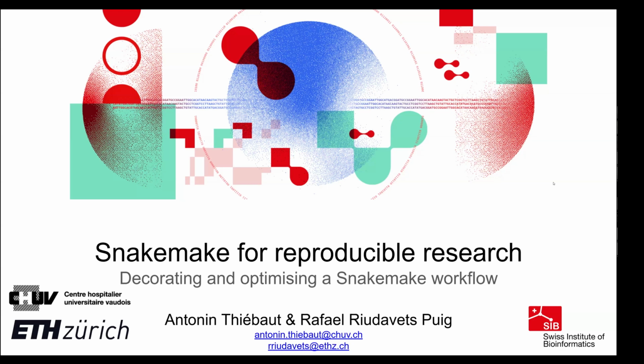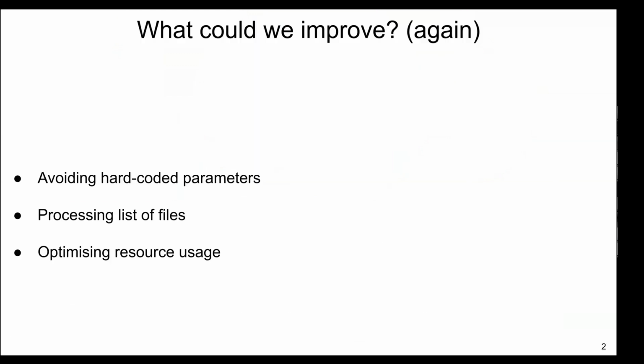So now for the third session of today, we'll see how to optimize a bit a Snakemake workflow, how to use some decorators to make it more efficient. So we already saw some things we could improve in the previous series of exercises, but there are still some things we can improve. So what could we improve again?